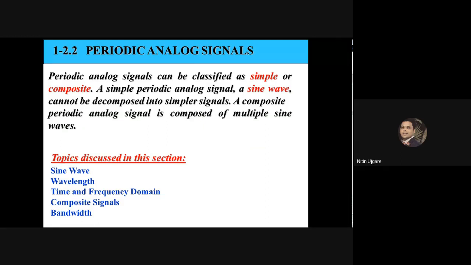A periodic analog signal can be further classified as a simple periodic signal or a composite periodic signal. A simple periodic analog signal is, for example, a sine wave, which cannot be further decomposed into simpler signals or multiple signals. On the other hand, the composite periodic analog signal is composed of multiple sine waves.